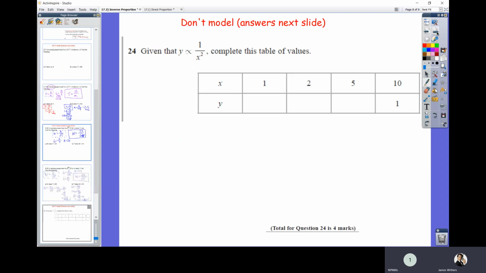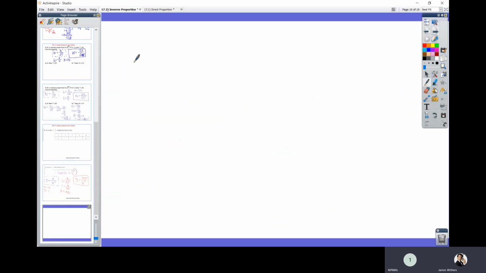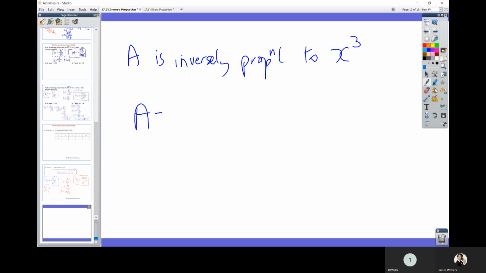Okay. So let me just make one more up. So what's the first line of workings? A equals K over X cubed, sorry. Cool, lovely. Okay, let me just give you some facts then.